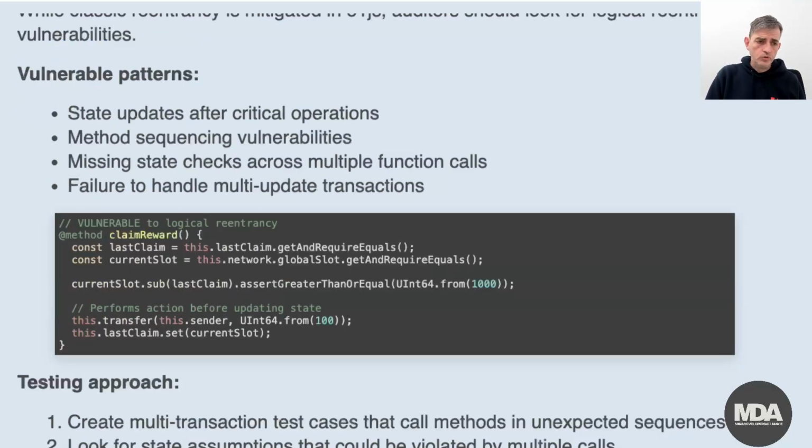So if you want to test for these types of vulnerabilities, try creating multiple transactions that call methods in unexpected sequences. Look for assumptions in the code about the state that could then be violated if we have multiple calls, and try to compose some updates to accounts which could bypass intended restrictions.